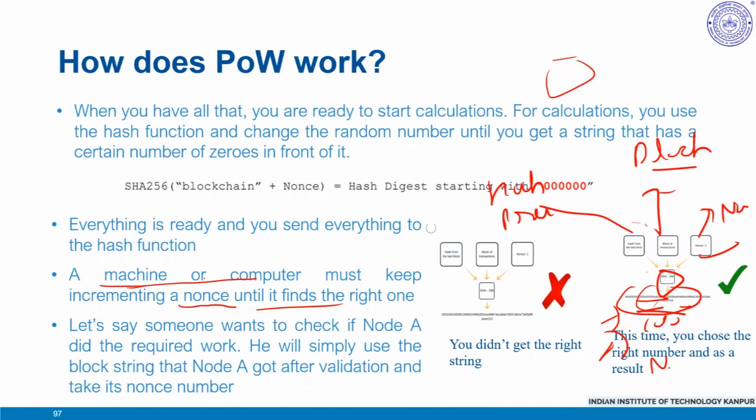Now let's say someone wants to check if node A did the right work, did the right proof of work. All they need is simply use the block string that node A got after validation, take its nonce number, then apply the hash function, and if the result has the correct number of leading zeros, that is 18 zeros, everything is fine. So they have verified your proof of work.